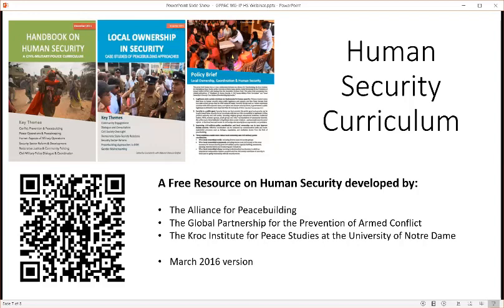Also included in this resource pack is the local ownership in security. These are 40 case studies where human security actors and national security, state security actors have coordinated and cooperated on various enterprises for gaining greater security. And lastly, there's a policy brief that summarizes all of this in a 4-page, very succinct document. So those are all free.